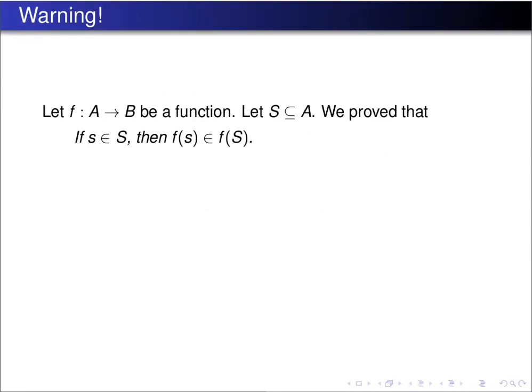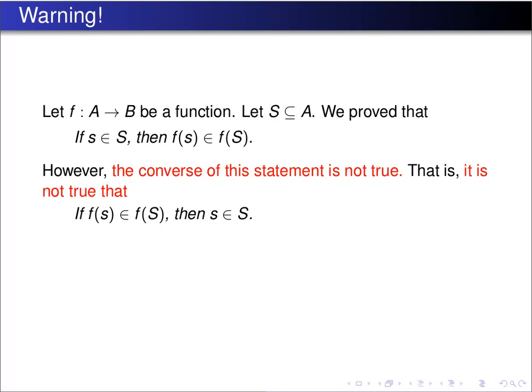Now, a couple of important points. The first part of that last theorem said that if f is a function from A to B and S is a subset of A, then it's true that if s is an element of the set S, then f(s) is an element of the image of S under f. But the converse of this statement is not true. That is, if you know that f(s) is an element of the image of a set S under f, then you cannot conclude that s is an element of S.